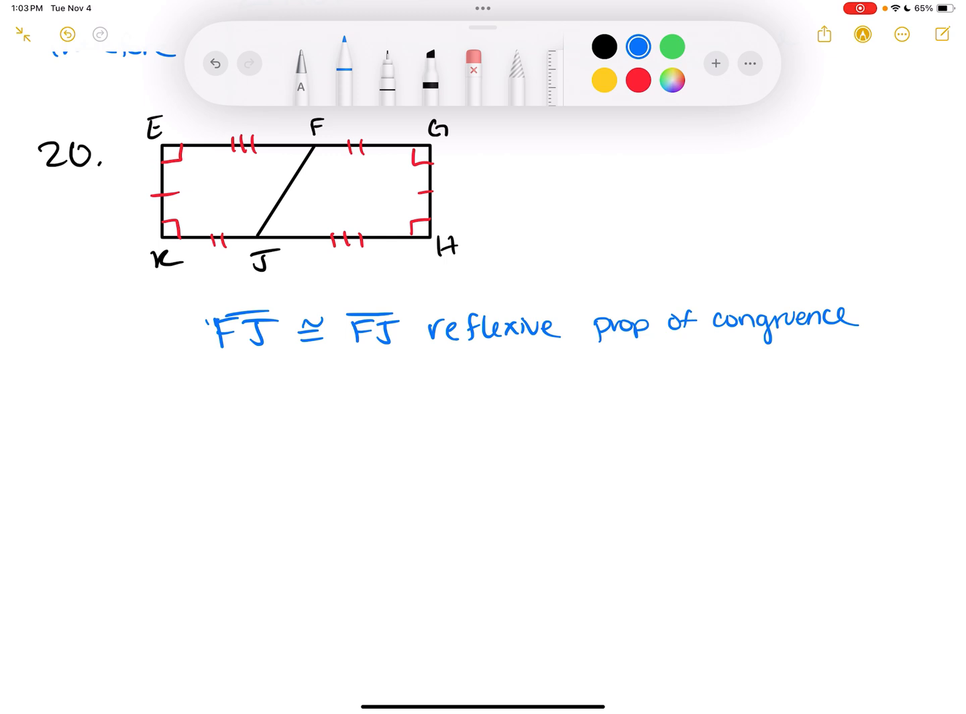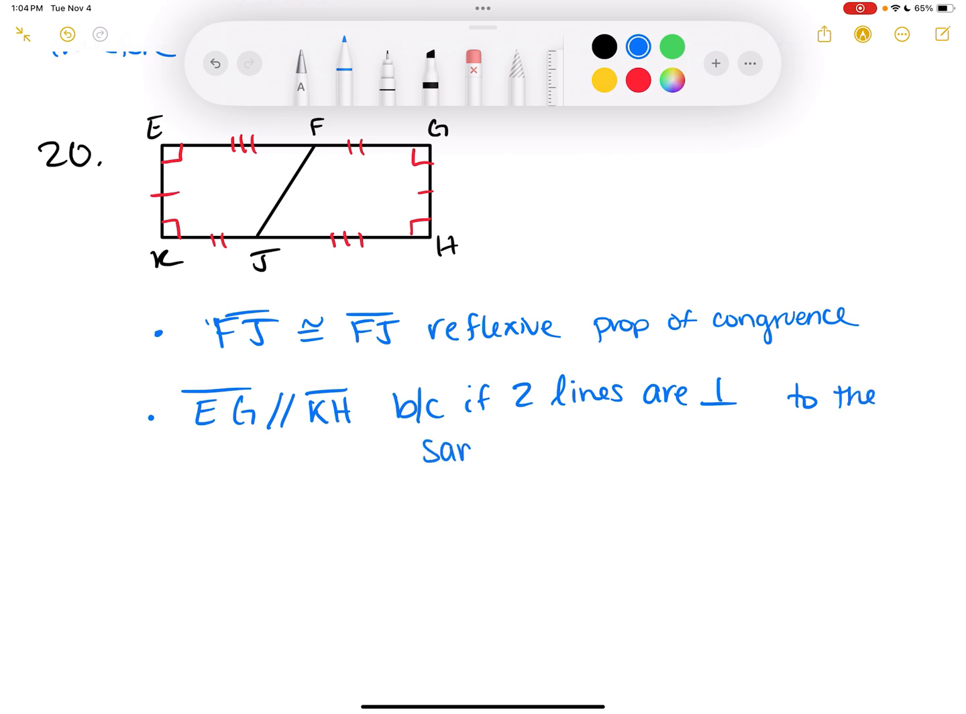F and J are alternate exterior angles. Not quite. We are going to have something along those lines in a minute, but that's not quite the reason. What do we know about two lines that are perpendicular to the same line? Corresponding. Supplementary. So EG is parallel to KH because if two lines are perpendicular to the same line, then they are parallel.